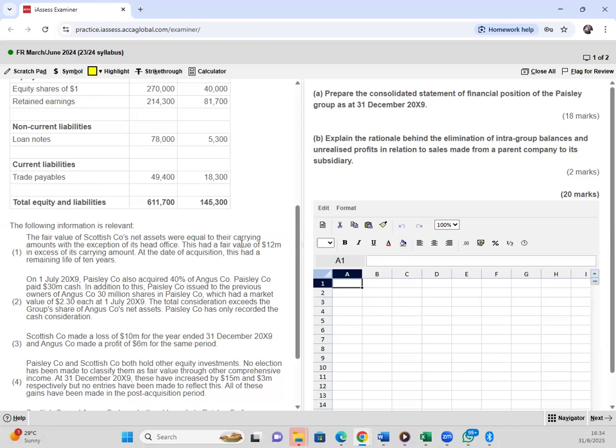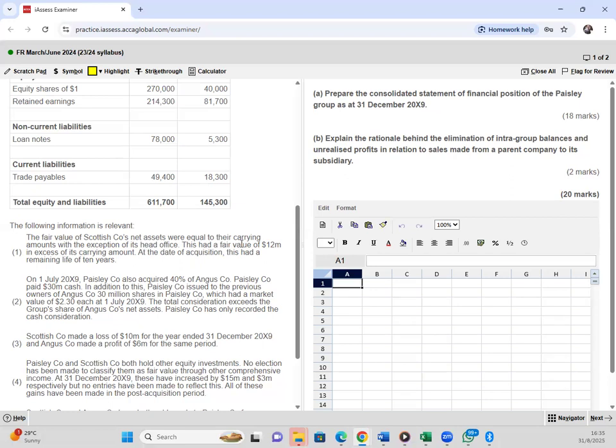In addition to this, Paisley issued to the previous owners of Angus 30 million shares in Paisley which had a market value of 230. That would contribute to the amount we paid. If you pay in cash and you also give shares, that is based on the fair value of the shares. So that would be 30 times 230, which adds to the amount we paid them. The total consideration exceeds the group's share of Angus net assets. Paisley has only recorded the cash consideration, so in our books, the shares are going to be affected.